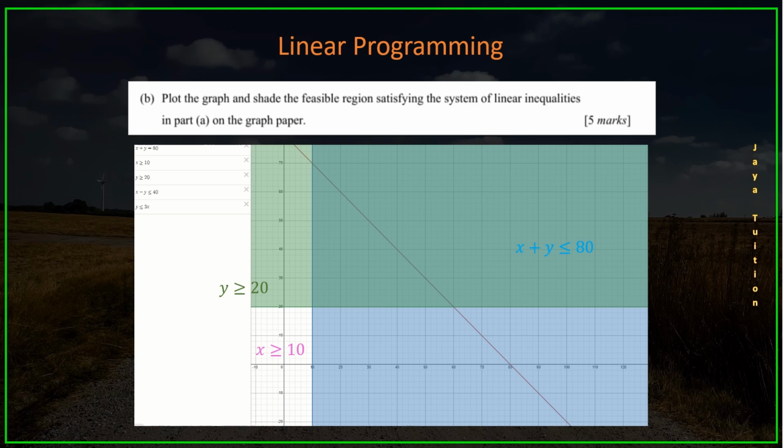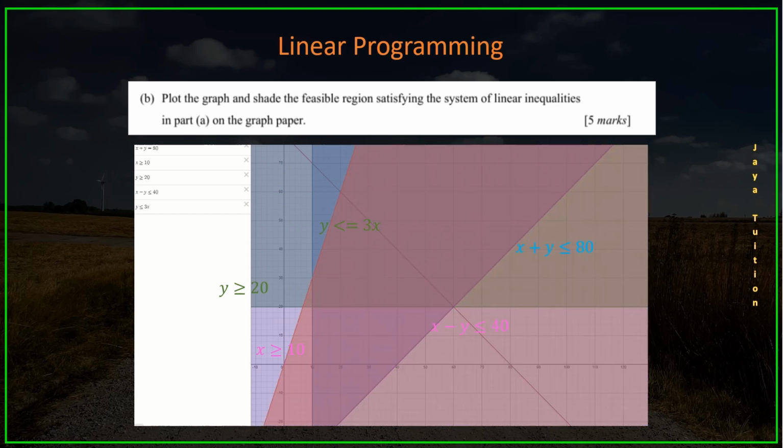The government policy says that x minus y should be less than or equal to 40. So according to the government policy, the constraint equation is x minus y less than or equal to 40. So anything above this purple part will be coming into the picture. Lastly, the number of oil palm trees which he can put should be equal to 3 times the rubber plants, that is y should be less than or equal to 3x. So this is the constraint part.